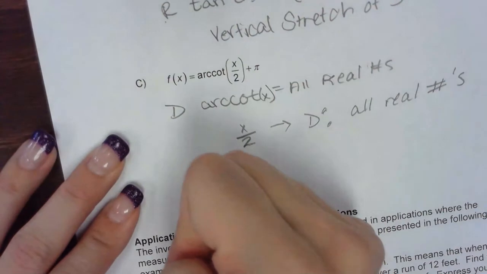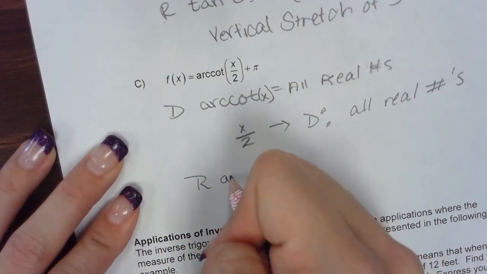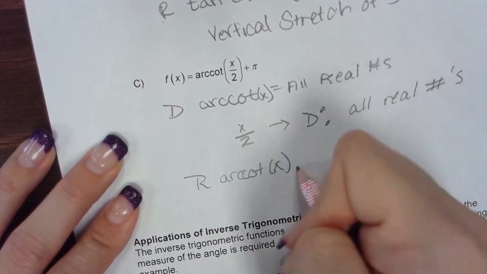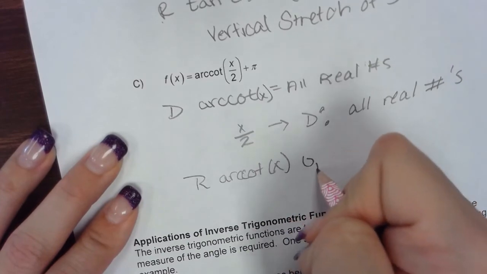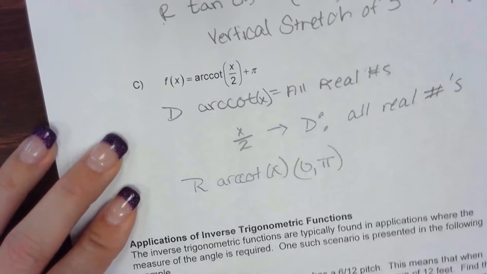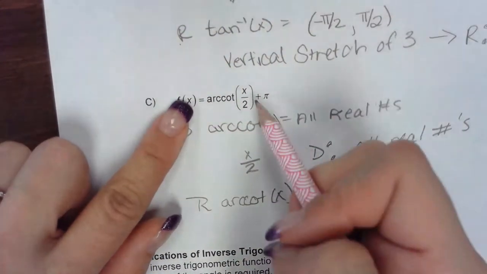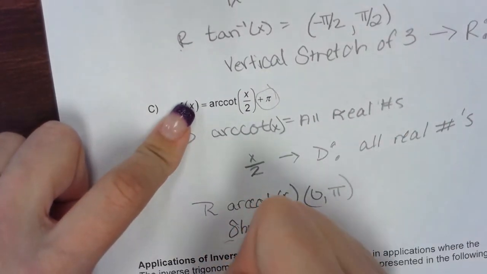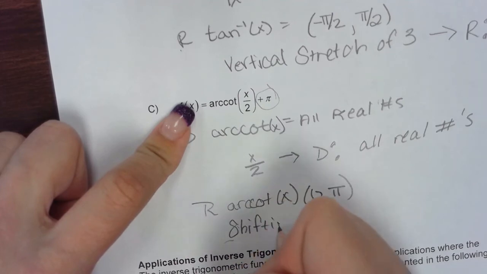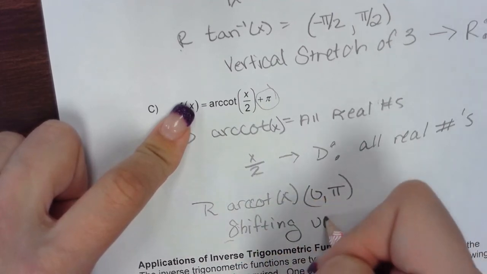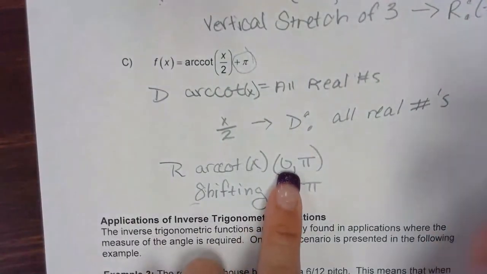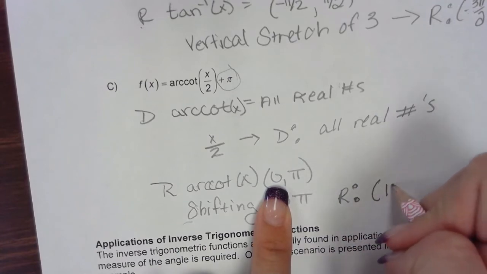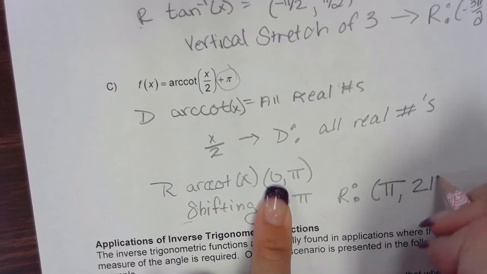Let's look at the range of a normal arc cotangent. Well, that range goes from 0 to pi. Now let's look at what the function did. On the outside here, we are adding pi, so that means we are shifting it up by pi. So really, we're going to add on to pi to the original. So our new range is pi to 2 pi.